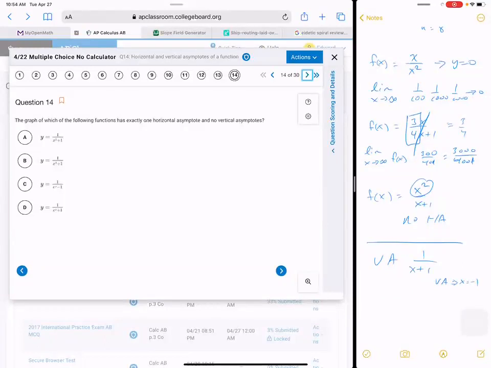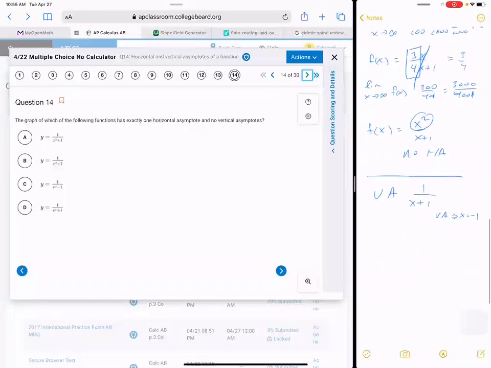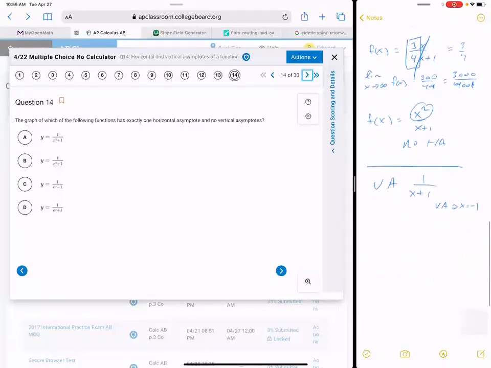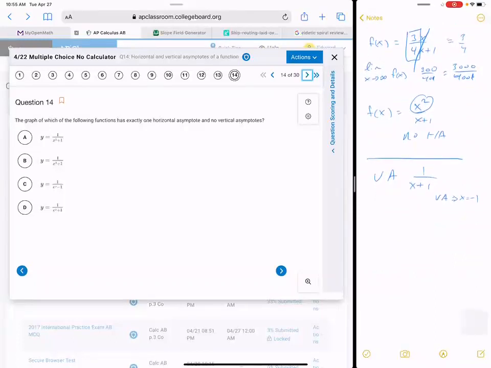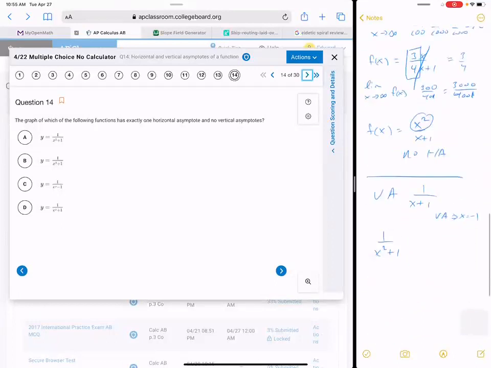So the problem that we see here is they're asking for which of the following functions has exactly one horizontal asymptote, which we only get one horizontal asymptote unless it was like probably absolute value, and no vertical asymptotes. So let's look at A, 1 over x squared plus 1. This follows our first rule because the bottom is bigger. So we do have a horizontal asymptote at y is equal to 0.